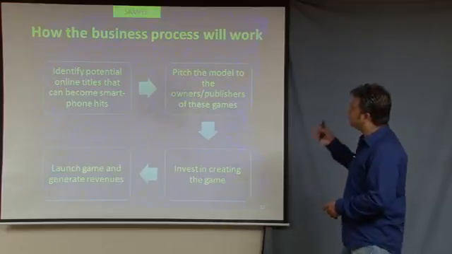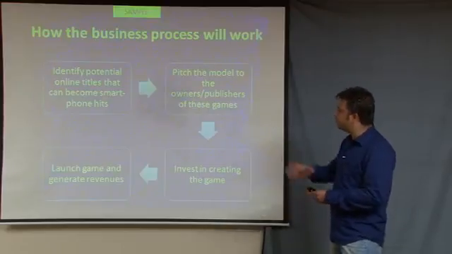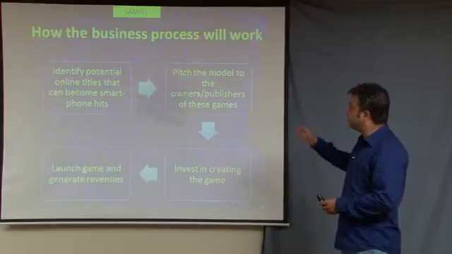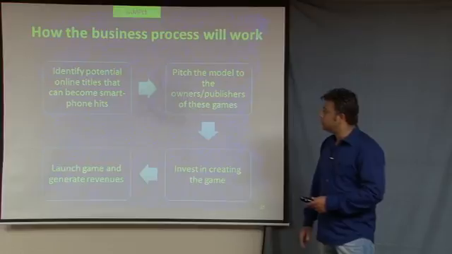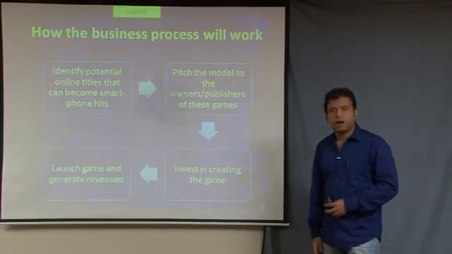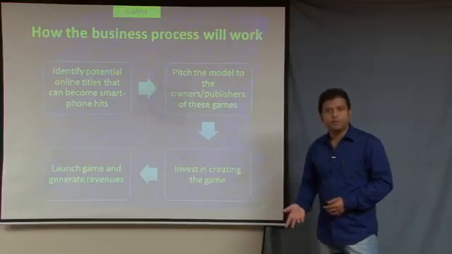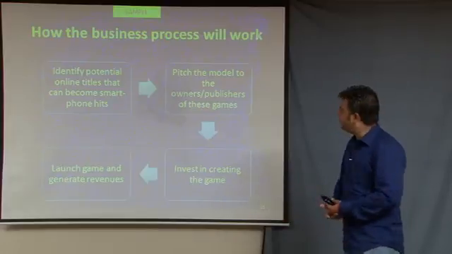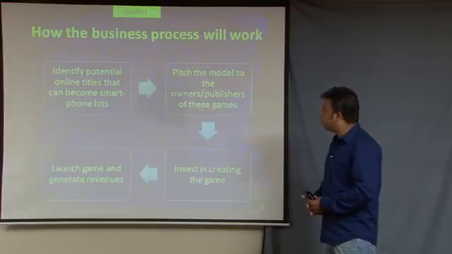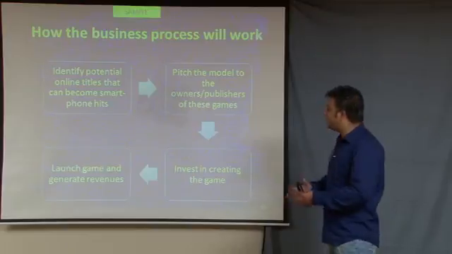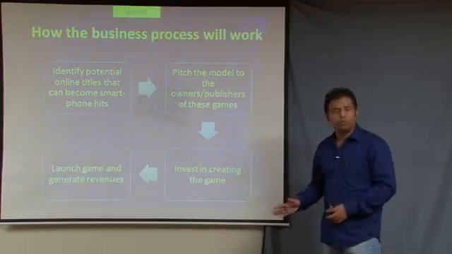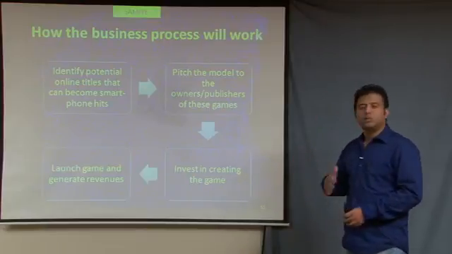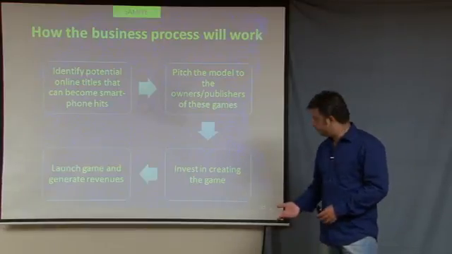Now, how the business process will work, illustration of the key processes, the key steps. So first, identify potential online titles that can become smartphone hits, the next Angry Birds maybe, or the next Talking Tom maybe. Pitch the model to the owners and publishers of these games, explain to them the zero risk model, explain why this would work for them, explain that this would give them a new revenue stream.